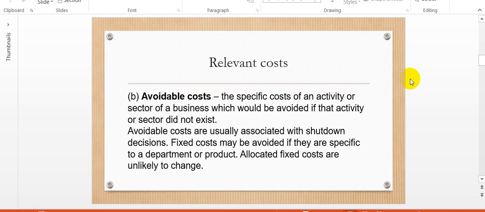Also included in relevant costs are avoidable costs, which are the specific costs of an activity or sector of a business which would be avoided if that activity or sector did not exist. Avoidable costs are usually associated with shutdown decisions. The fixed costs may be avoided if they are specific to a department or product. Allocated fixed costs are likely to change, so these allocated fixed costs will be irrelevant costs.